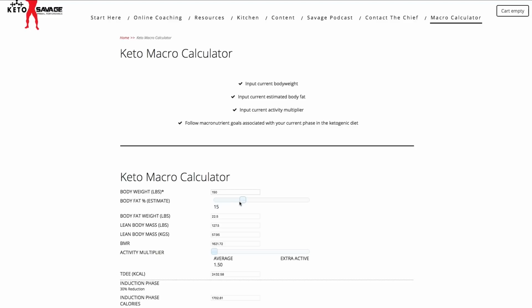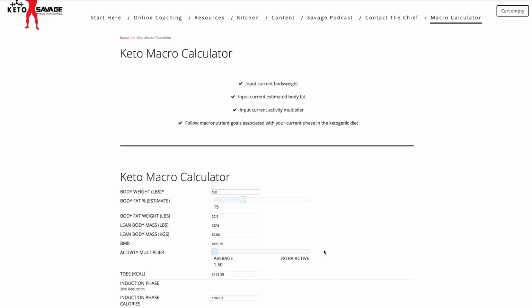And this doesn't have to be on the money by any means. It's just an estimate. And I encourage you to be conservative in your estimate. So if this individual, for instance, thinks he's about 12% or 13%, he might want to round up to 15 as opposed to rounding down to 10. At 15%, 150 pounds, this would put his body fat weight at about 22 pounds, lean body mass at 127, BMR, so basal metabolic rate, at about 1,620 calories.